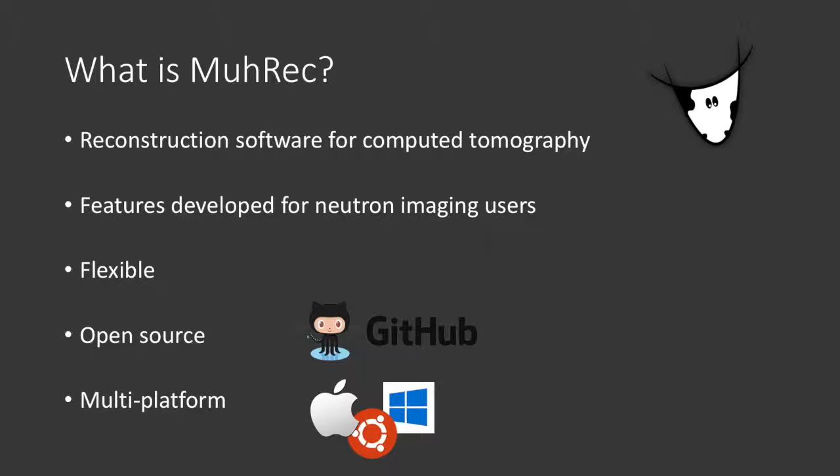The source code was published as open source to allow full insight in the processing and to make it possible to contribute to the development. Open source tools also increase the transparency in how the data was treated when it's published. Finally, MuhRec is a multi-platform tool which is released for Windows, Mac OS and Ubuntu Linux.